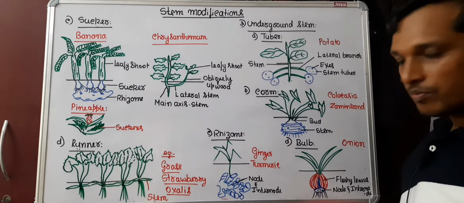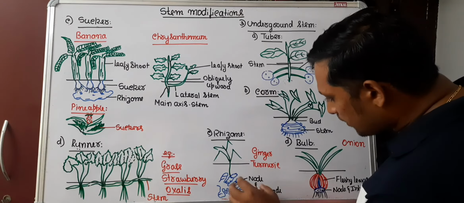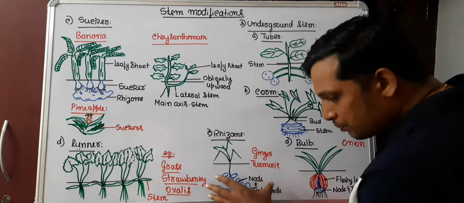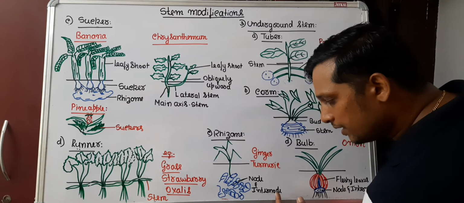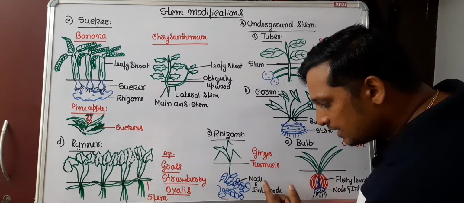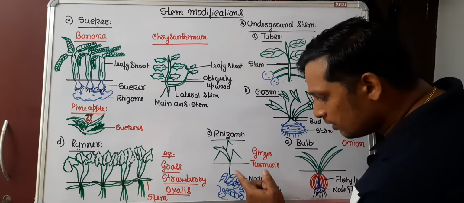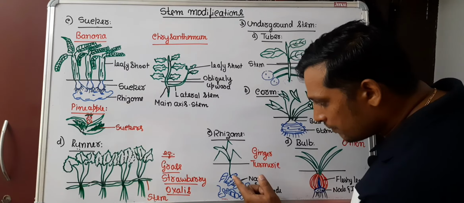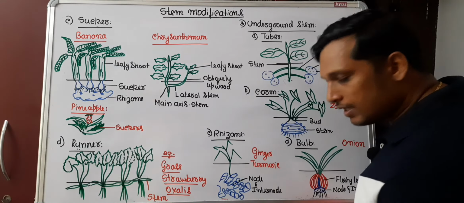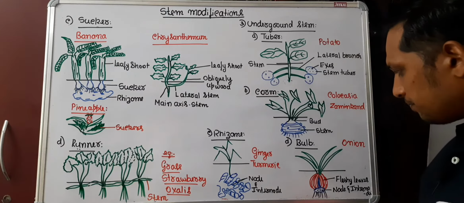Third one, rhizome. Compared to corm, rhizome is an underground stem which spreads more horizontally. It represents condensed nodes and internodes. From the rhizome, there can be development of leafy shoots, as seen in ginger and turmeric.